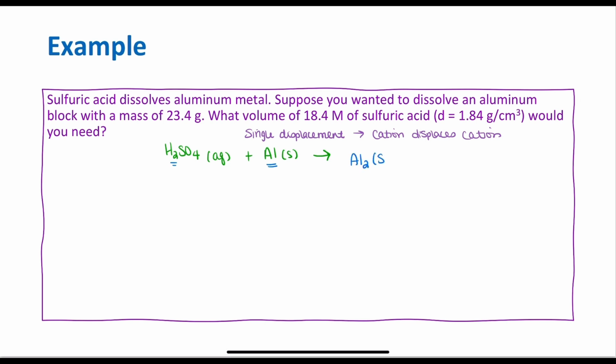So I'm going to form Al2(SO4)3, which will be aqueous, and then hydrogen gas. We do have to balance this out. I need 3 sulfates on each side. I need 6 hydrogens on each side, and I need 2 aluminums on each side.